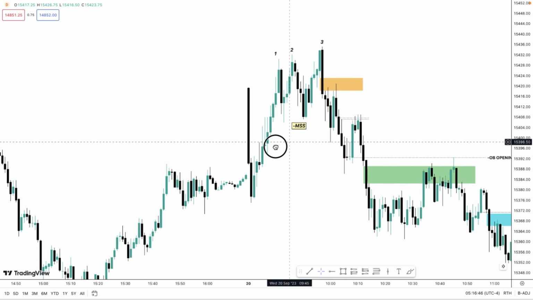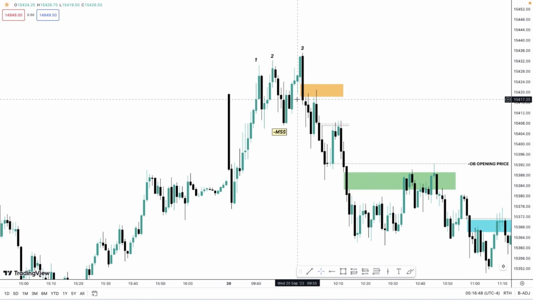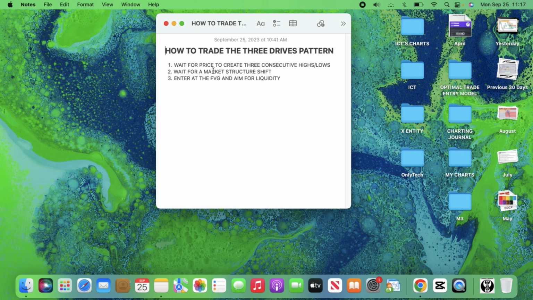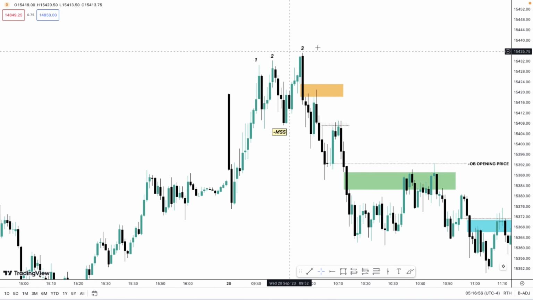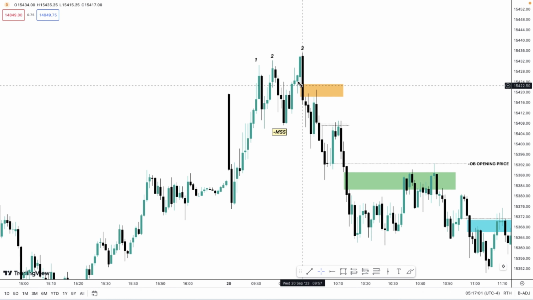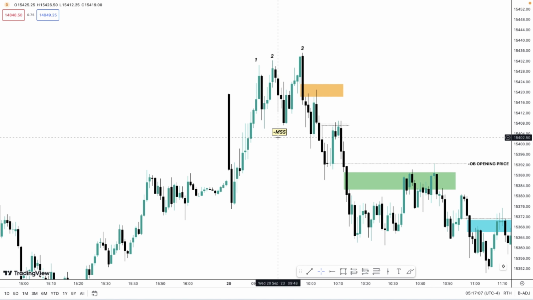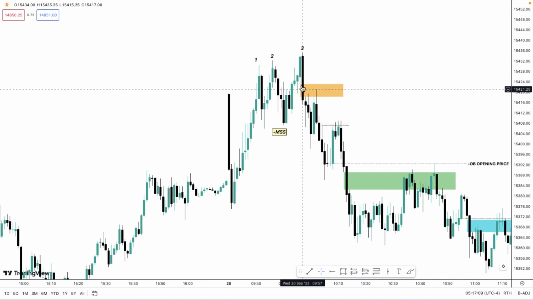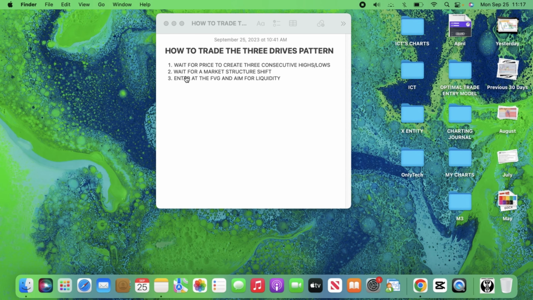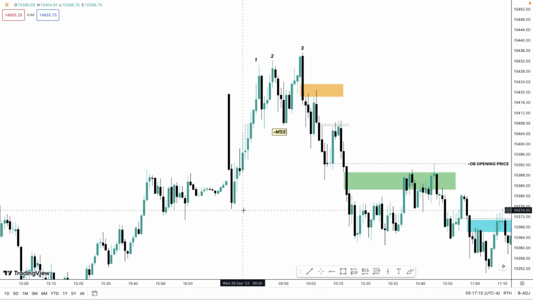So after a bearish market structure shift, we look for a fair value gap. Wait for 3 consecutive highs. We have the highs. Wait for a market structure shift. We have a market structure shift. Obviously, a market structure shift cannot be a market structure shift without the fair value gap. Then you enter at the fair value gap and you aim for liquidity.